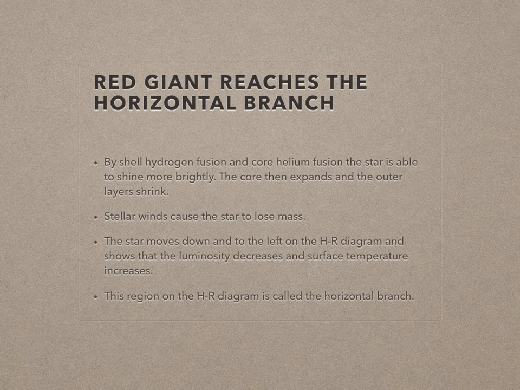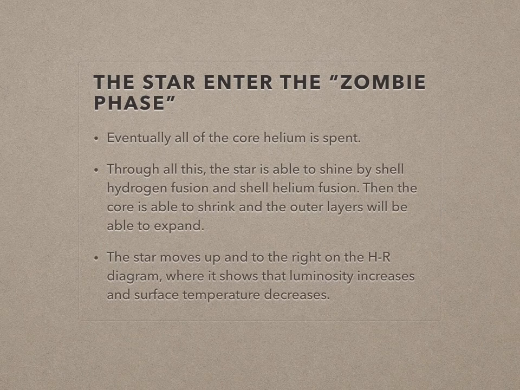Red giant reaches the horizontal branch. By shell hydrogen fusion and core helium fusion, the star is able to shine more brightly. The core then expands and the outer layers shrink. Stellar winds cause the star to lose mass. The star moves down and to the left on the HR diagram and shows that the luminosity decreases and surface temperature increases. The region on the HR diagram is called the horizontal branch.